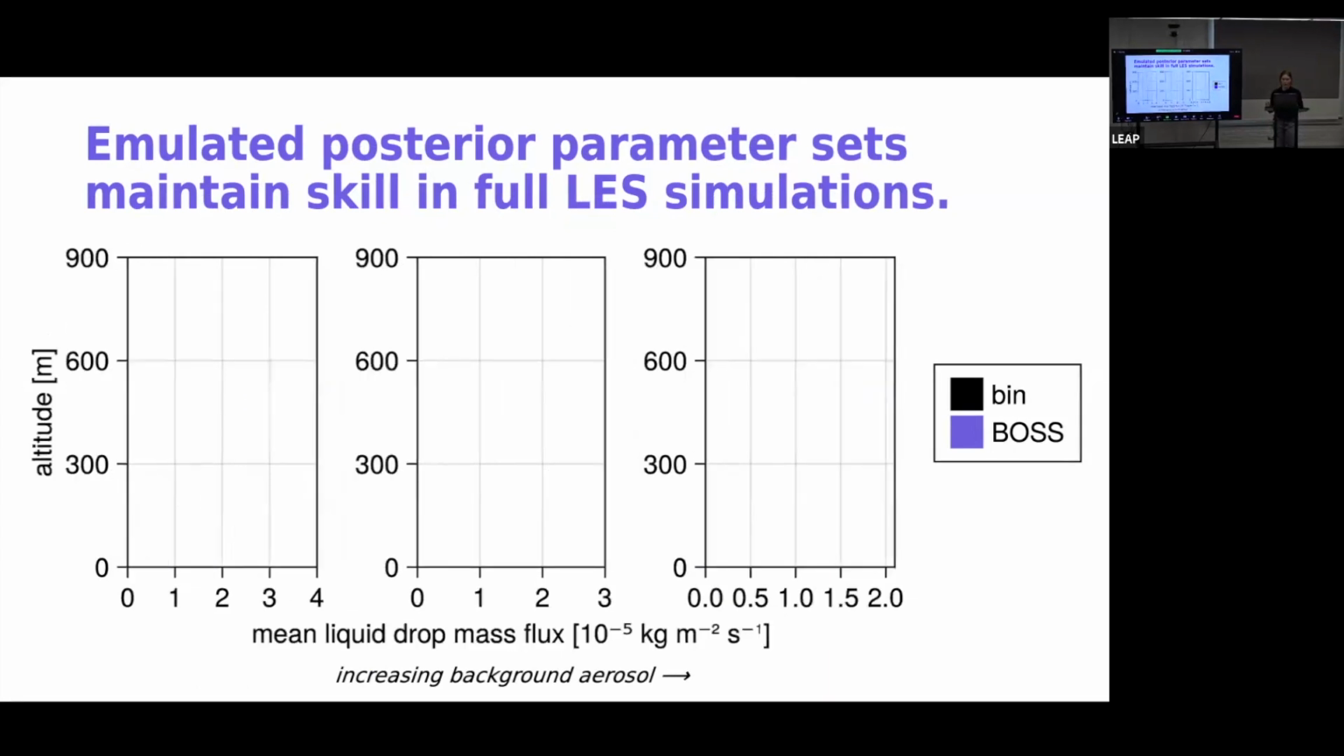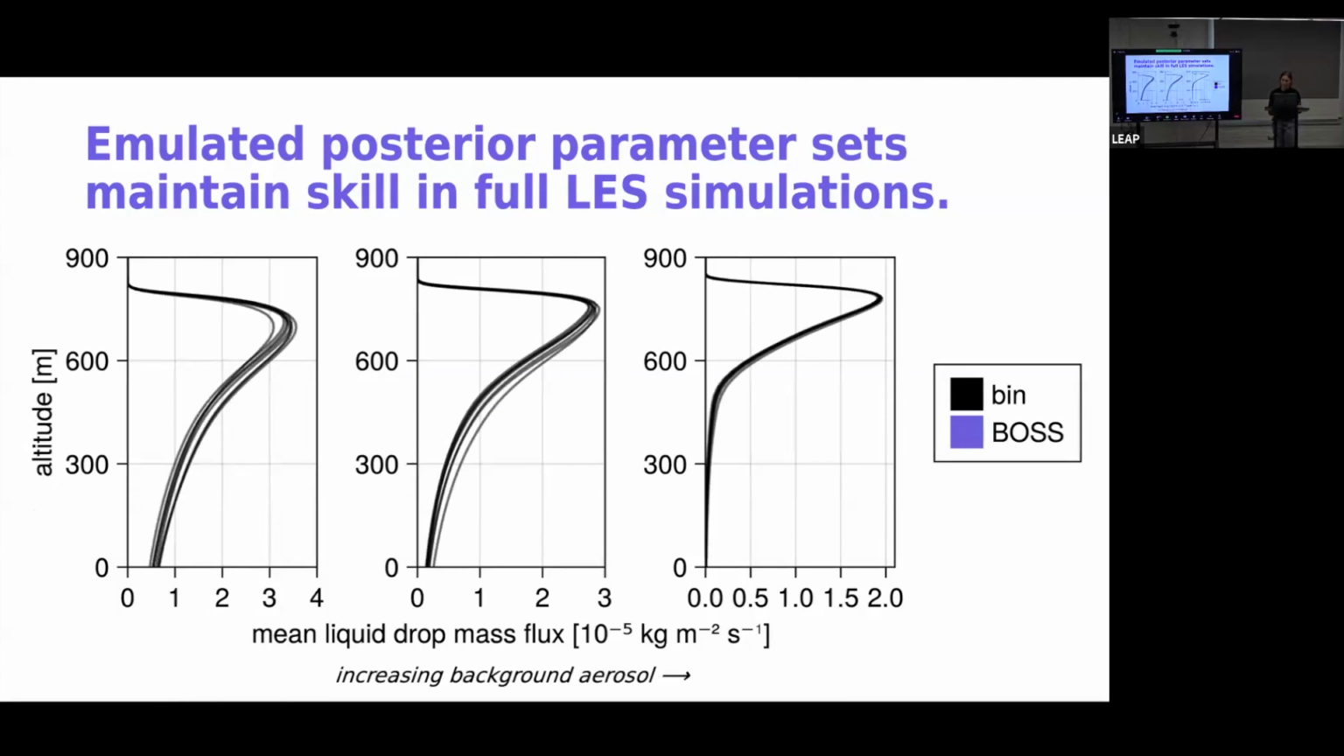I can also look at some different outputs of the model. Now I'm still looking at panels showing increasing aerosol value, but now the y-axis is altitude, and the x-axis is showing the average liquid drop mass flux from sedimentation. Again, we can see the different bin simulations and add the BOSS posterior runs. Again, we can see these are agreeing with and spanning the uncertainty from the different, more complicated model realizations.